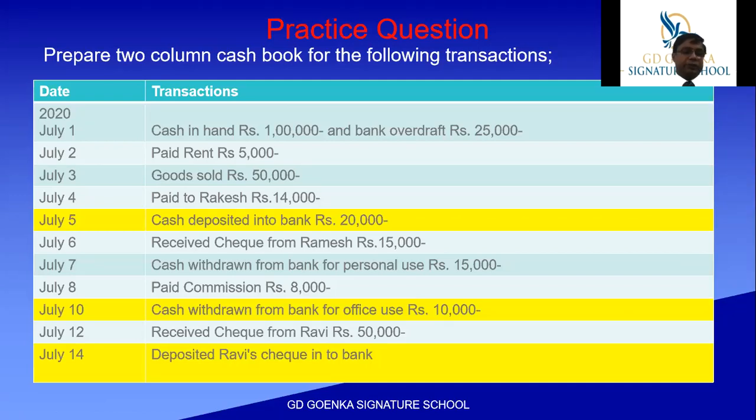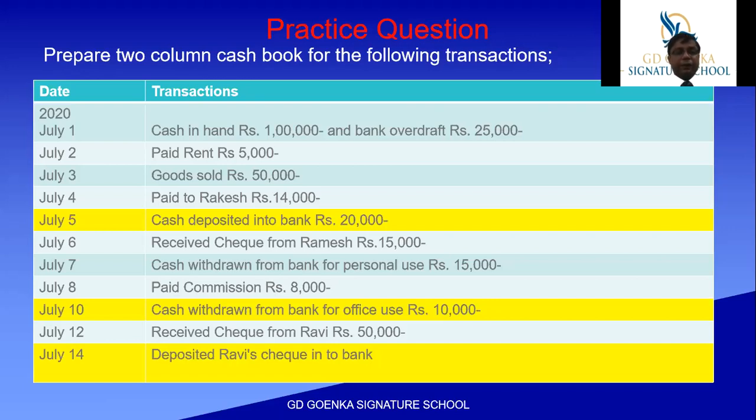The July 2nd transaction is simple: we are paying rent, so money will go out. Goods sold, money will come in. July 4, paid to Rakesh, money will go out. But the July 5, July 10 and July 14 transactions I have reflected in yellow color, because these are the special transactions which I just spoke about, that is, contra entry and check in hand.